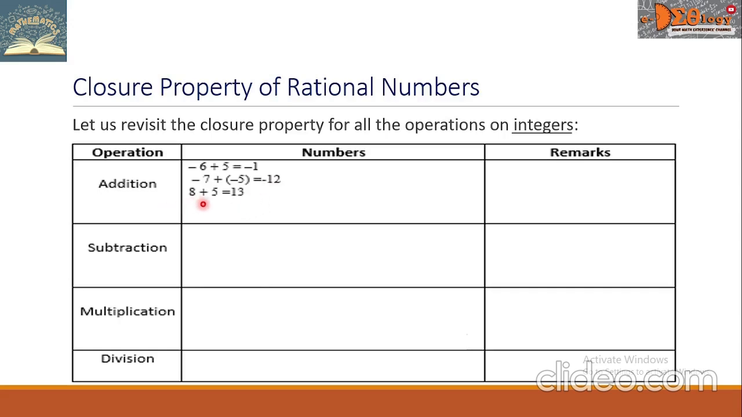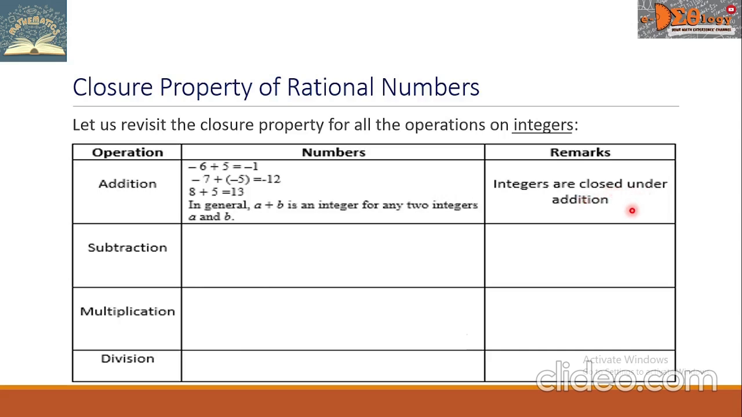Third example, 8 plus 5 equals 13. 8 and 5 are integers, and the sum is 13, which is also an integer. So in general, we say that a plus b is an integer for any two integers a and b. So we conclude that integers are closed under addition. Let's go to subtraction. Let's have three examples. 7 minus 5 equals 2. 7 and 5 are integers, and the answer 2 is also an integer.